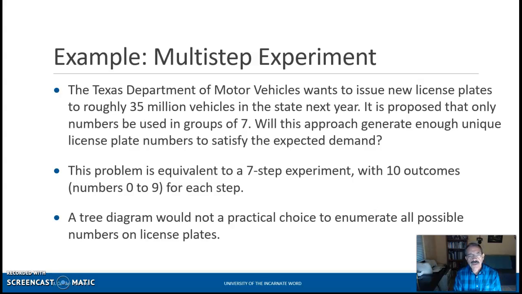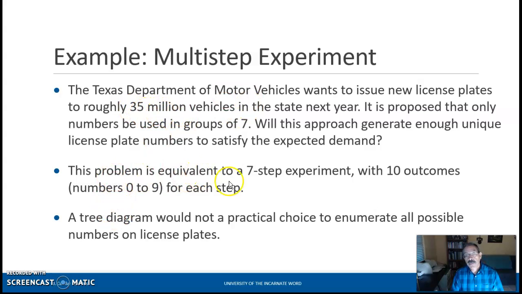In this case, the Texas Department of Motor Vehicles wants to issue new license plates to roughly 35 million vehicles in the state next year. It is proposed that only numbers be used, in groups of 7, to form the license plate. So the question is, will this approach generate enough unique license plate numbers to satisfy the expected demand of 35 million?